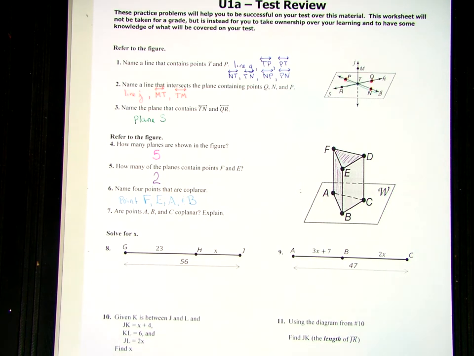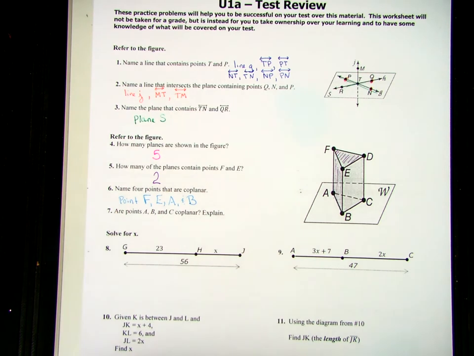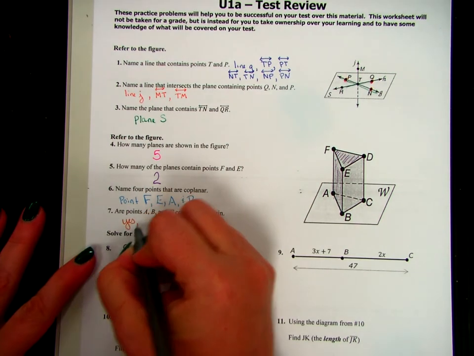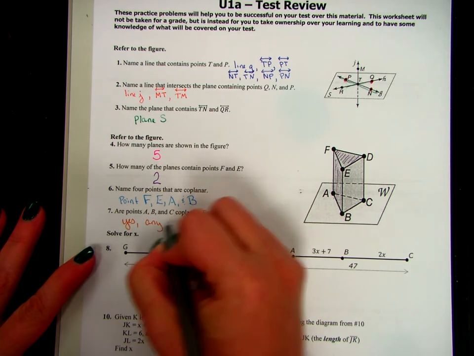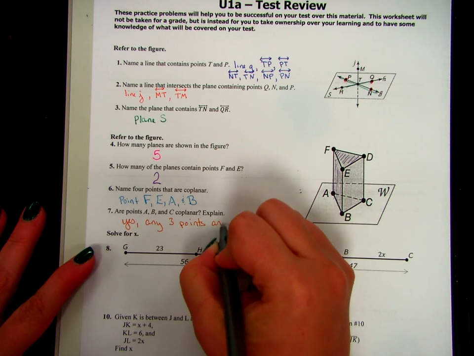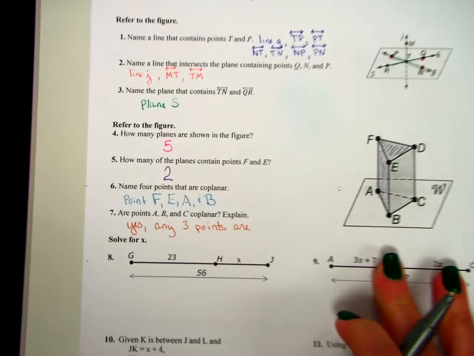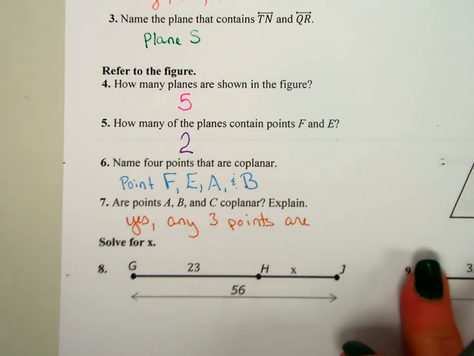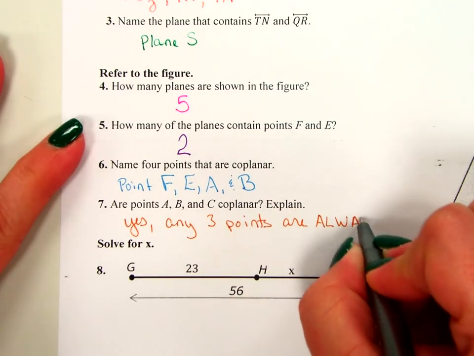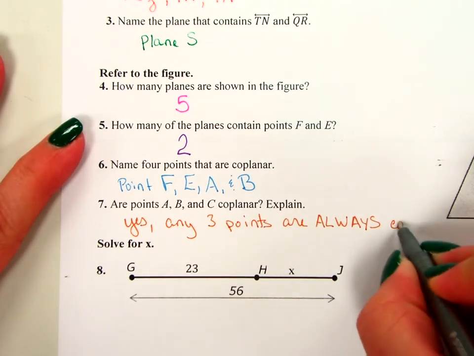Okay. Are points A, B, and C coplanar? Yes. I don't even have to look at the picture. 3 points are always coplanar no matter what. Yes. Any 3 points are, I'm going to zoom in now because we're done with the 3-dimensional figure, always coplanar.